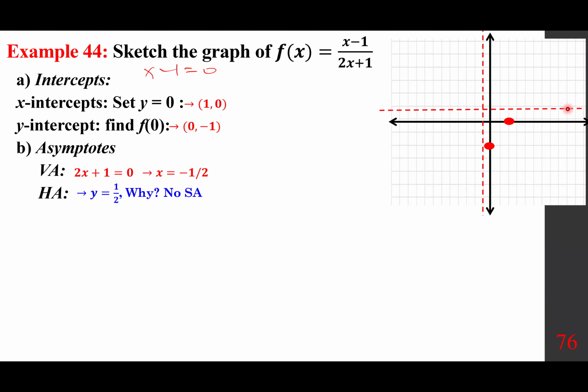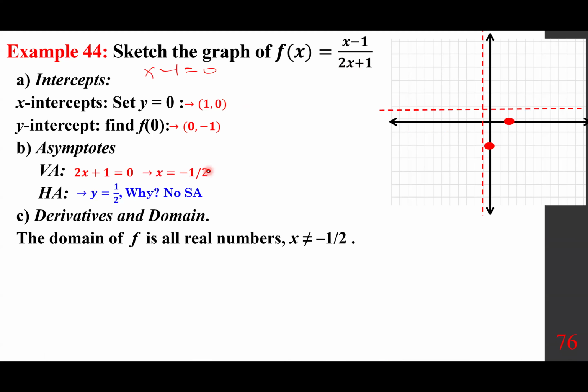Now I want to add calculus. So I'm going to go with the derivative and the domain. Of course, the domain, first and foremost, 2x plus 1 equals 0, x equals -1/2. Domain: x can't be -1/2, which means negative infinity to -1/2, union -1/2 to infinity. So that's the domain. What about f prime of x?